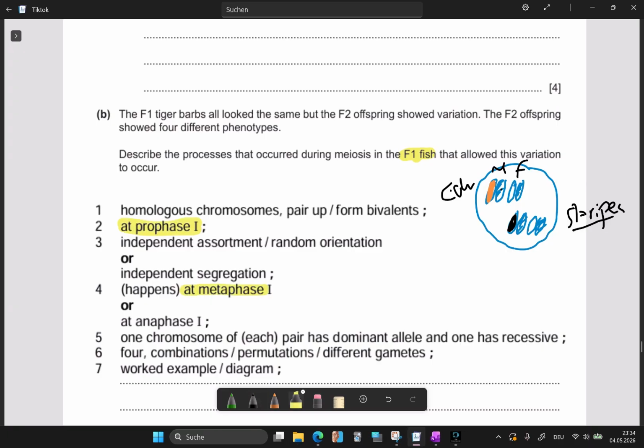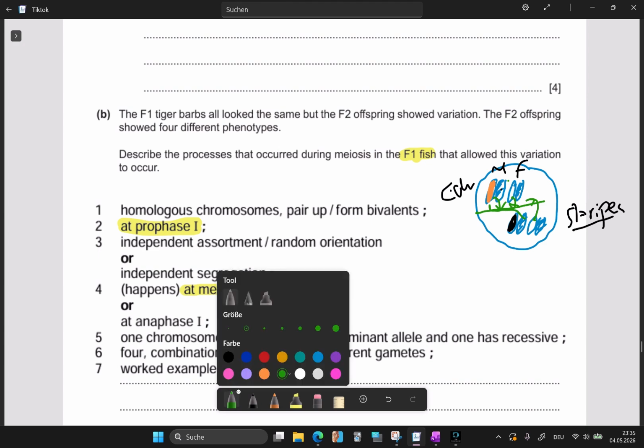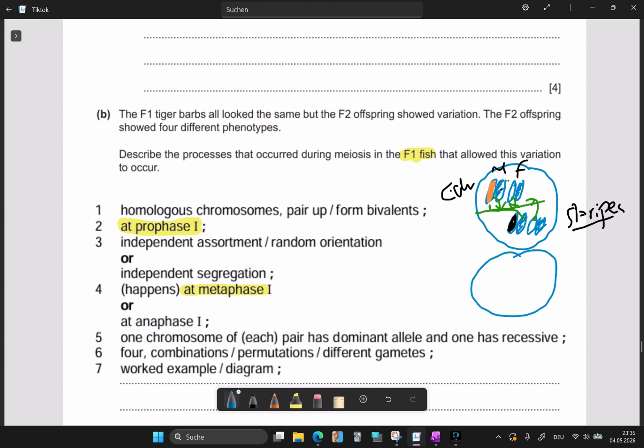So it's important to know at which part this thing happens. At prophase, the pairing up occurs, okay? While at metaphase, the independent assortment occurs, okay? So during metaphase, at the equator, those chromosomes randomly assort, okay? So let's picture this here. Those chromosomes move here, and those move here. So they randomly assort. Okay, so now we have a combination of different things.